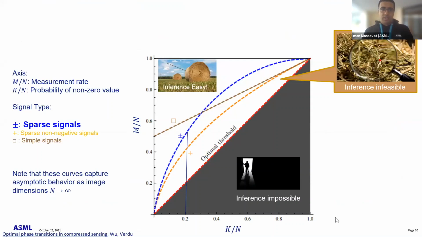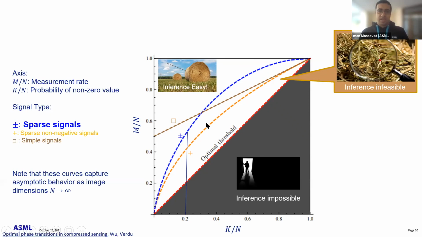This is a 2D diagram called the phase diagram. K divided by n is the probability of non-zero value. So here, every element of your representation has a non-zero value, and here everything is zero. Here, m divided by n is measurement rate. And 1 means that every pixel is actually measured, or the number of measurements equals, for example, the number of pixels. And here, you basically made no measurement. So this is the region where you can't solve. You don't have enough measurements.